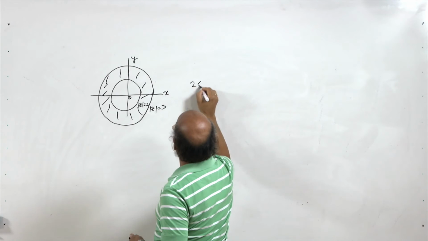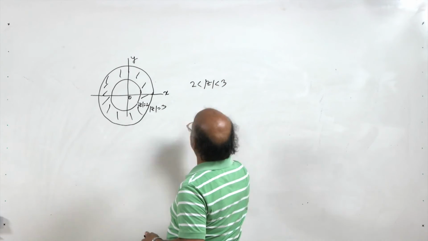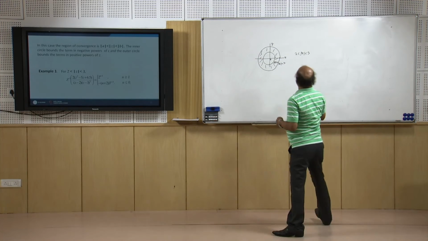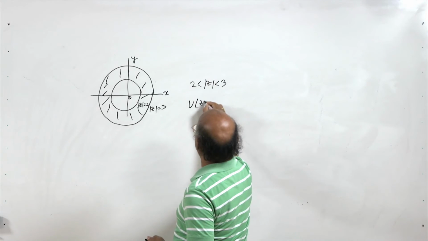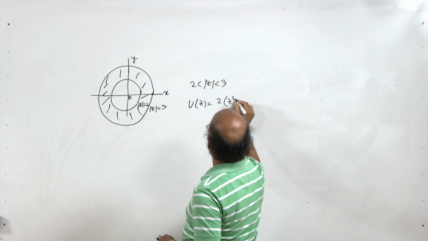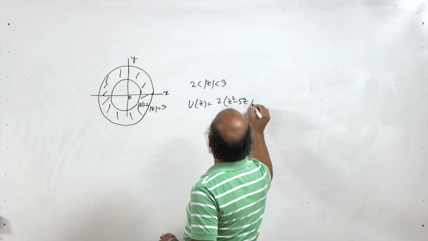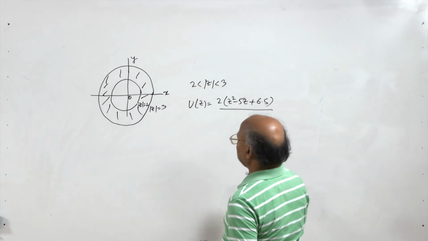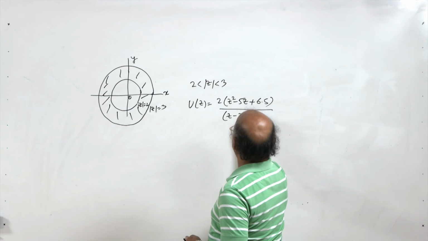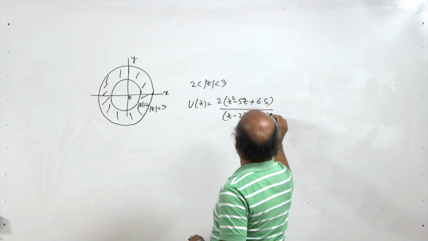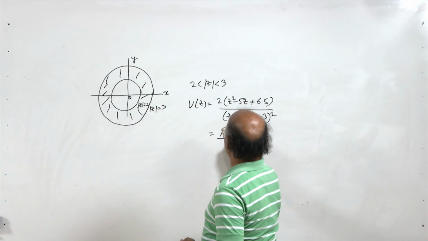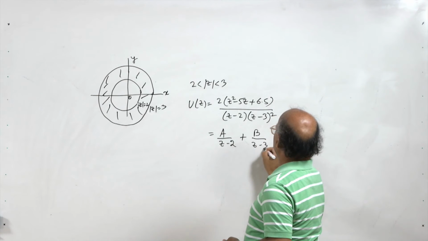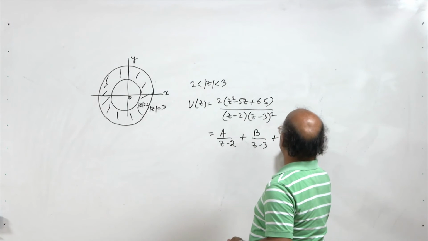So, here 2 < |z| < 3. Let us find the inverse z transform of the function U(z) = (2z² − 5z + 6.5) / ((z − 2)(z − 3)²). Let us break it into partial fractions: A/(z − 2) + B/(z − 3) + C/(z − 3)².